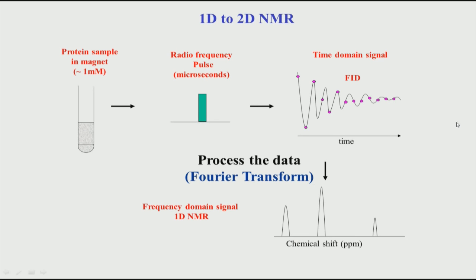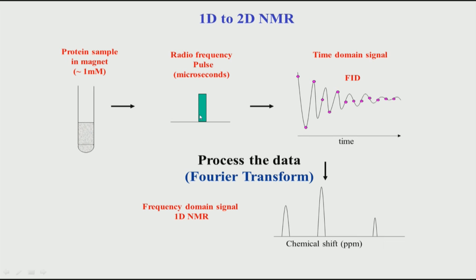Let us have a look again at how we actually record a 2D experiment. For that, let us go back for some time to 1D NMR. This is shown here. In 1D NMR, we saw that first you have a sample, which is typically in a 5 mm NMR tube, and typically the concentration we use is about a millimolar. This sample is put in a magnet, and then we record a 1D NMR experiment by applying an RF pulse which is about a few microseconds long.